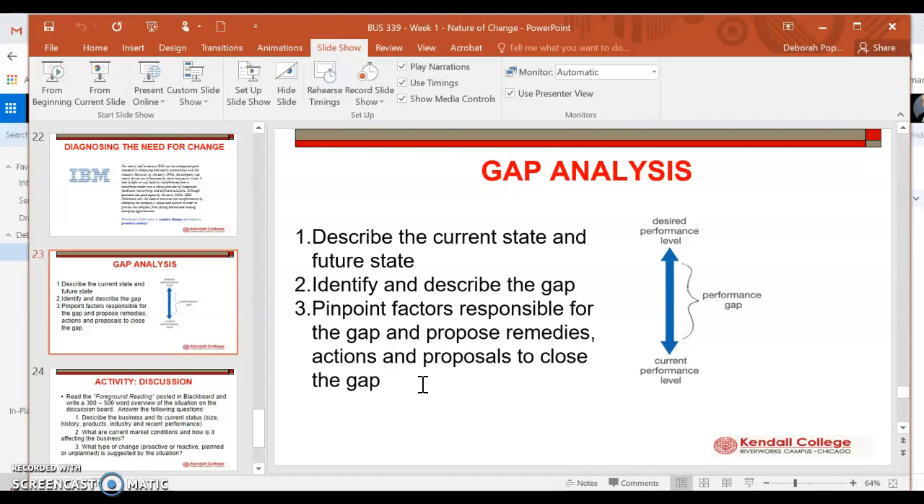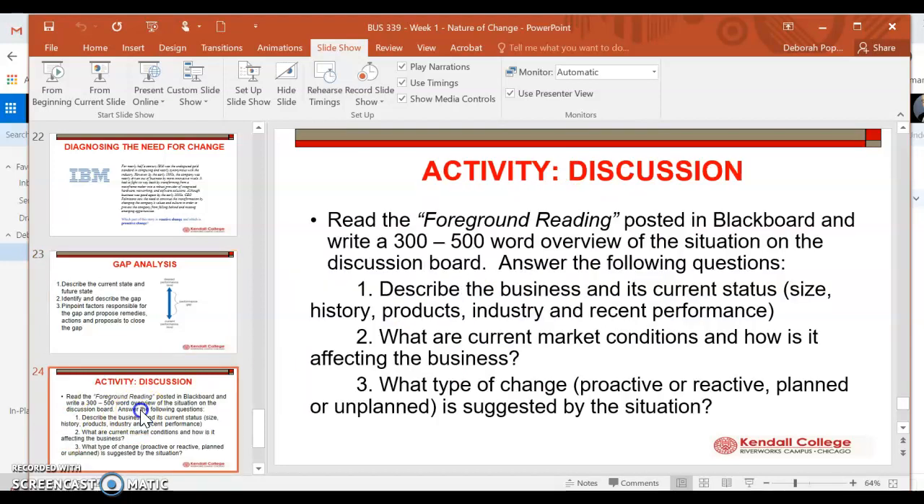So I'm going to come back and do another little video for you on how to conduct the gap analysis, going through the material that's posted in your Module 1 folder. But this is your assignment, and it will be due at the end of the week. Additionally, you need to read the foreground reading so that you become familiar with the organization and its background, because the gap analysis will be performed on the foreground reading.